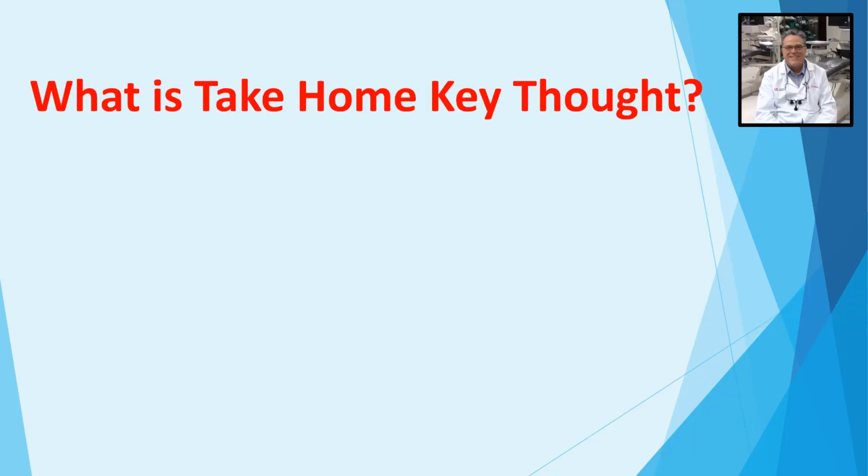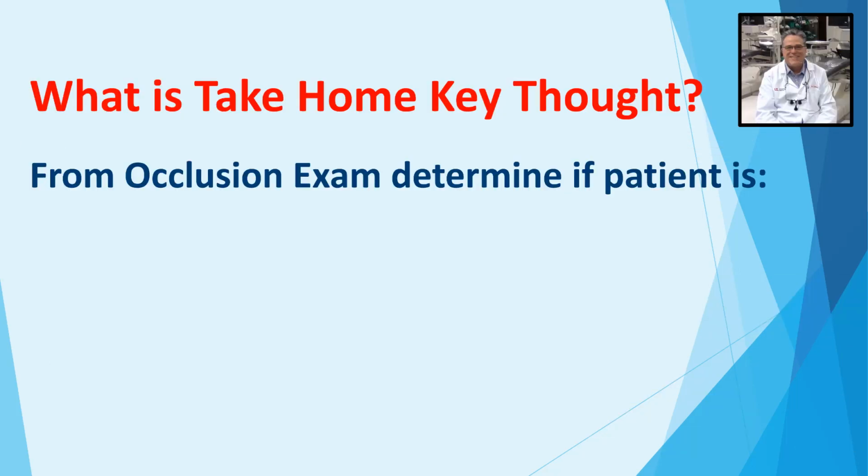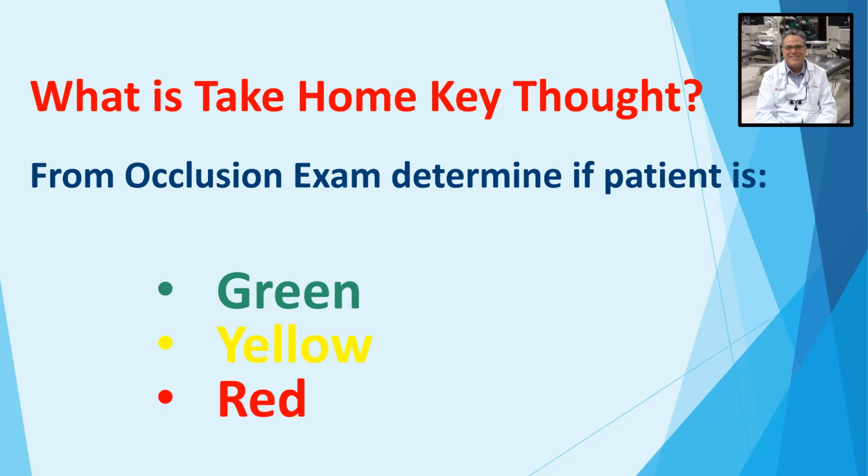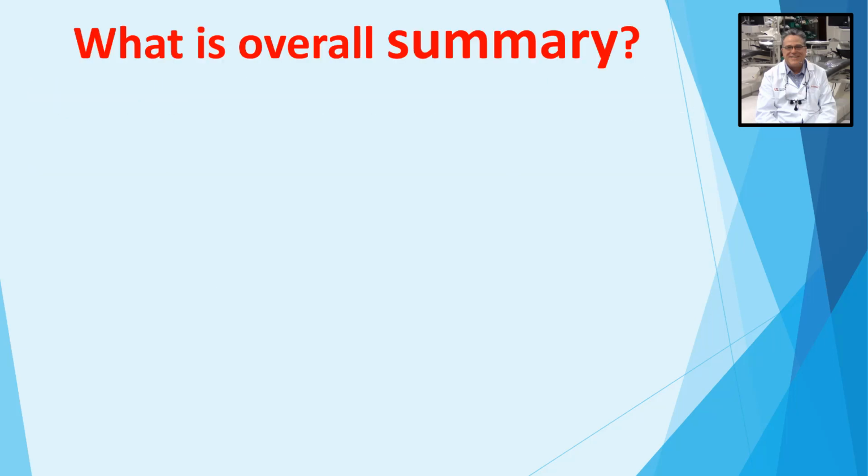So what's the key take-home thought so far in this lecture? From the occlusion exam, determine if the patient is green, yellow, or red. So what's our overall summary so far? Where have we come from, and where is a good summary of these first 6 lectures?